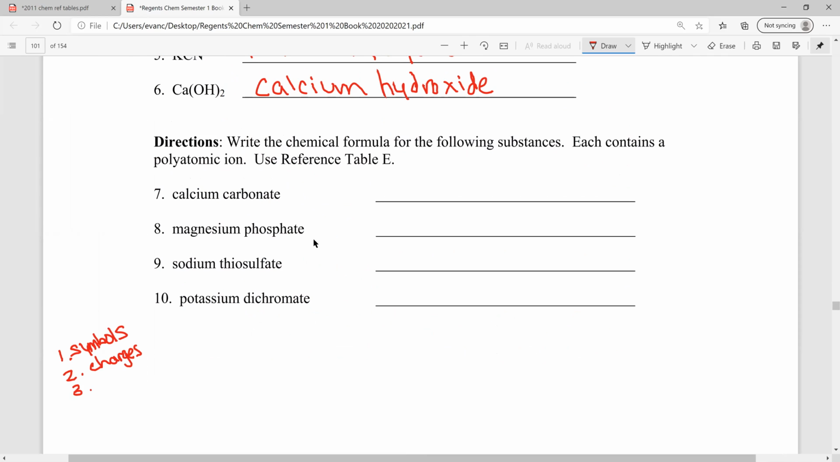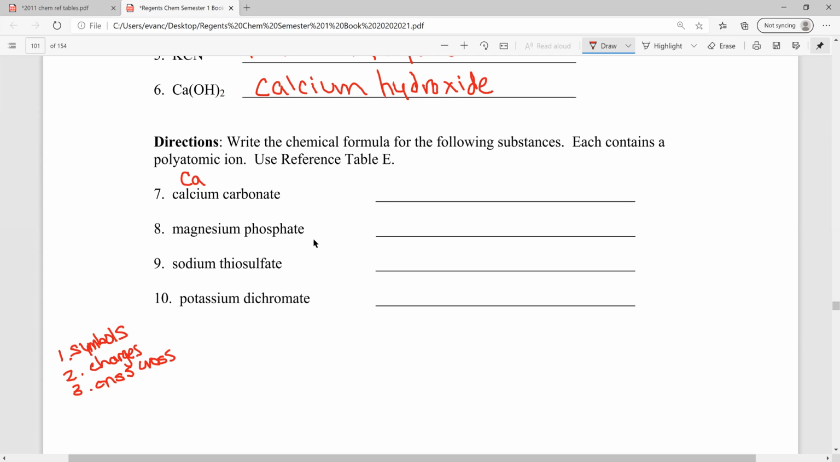And then my third thing is my crisscross applesauce. That's going to balance out our charge so we get a correct balanced chemical formula, where the sum of the oxidation states is equal to 0. So first step, symbols. Calcium is Ca.